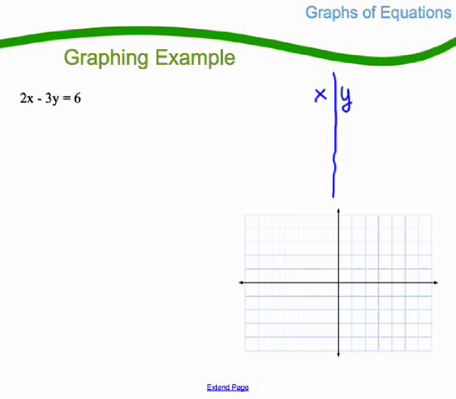Okay, so I can do the same thing. Let's do our table of values. Maybe I'll do my table of values over here so it's out of the way. You want to be fairly organized when you're doing these. Don't just throw numbers down anywhere.